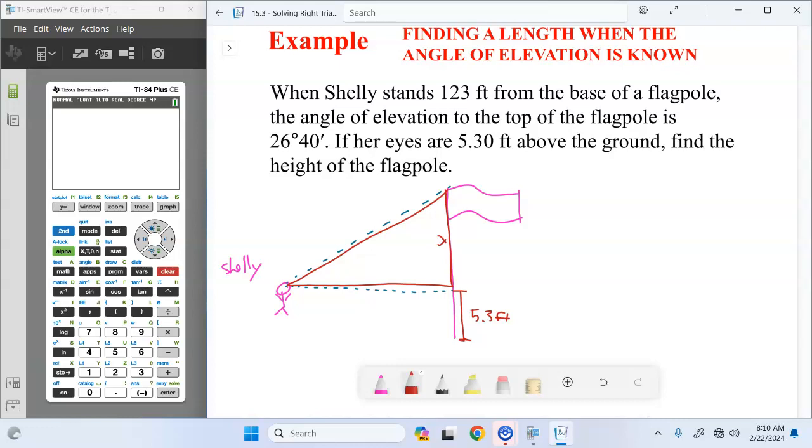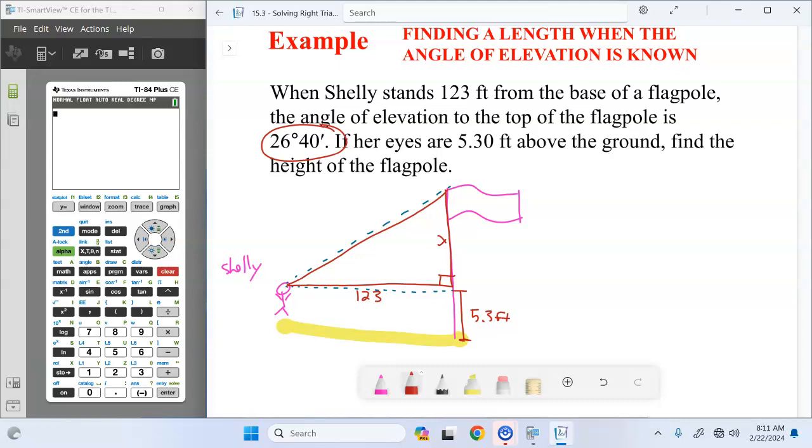So Shelley stands 123 feet away from the base of the flagpole. Well, here's the base of the flagpole, and here's where she's standing. That's 123 feet, which means that the base of our triangle is 123 feet. Her eyes will be the same distance from the flagpole as her feet are from the base of the flagpole, so that part is going to be 123 feet. The last thing we need to fill in is our angle of elevation. We know that this horizontal line and this vertical line make a right angle, so we have to figure out whether it's going to be this angle here or this angle up here.